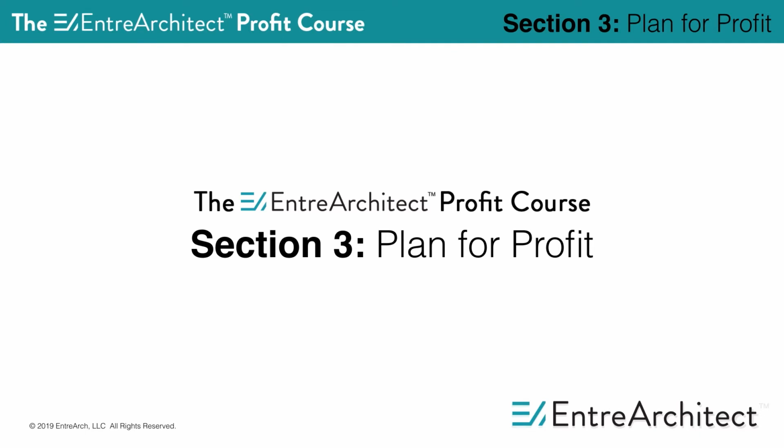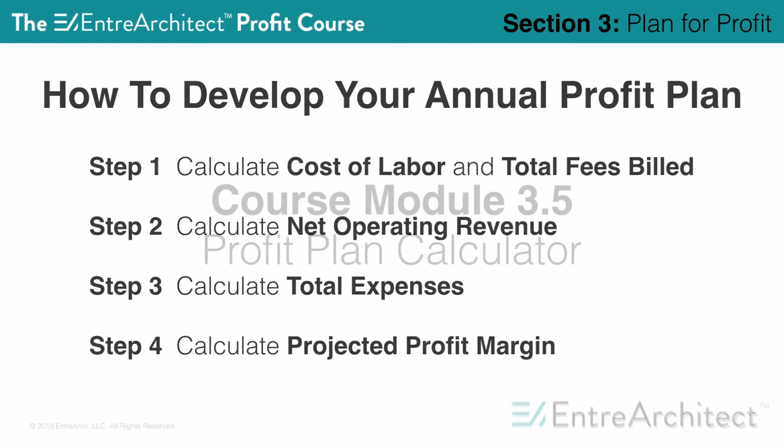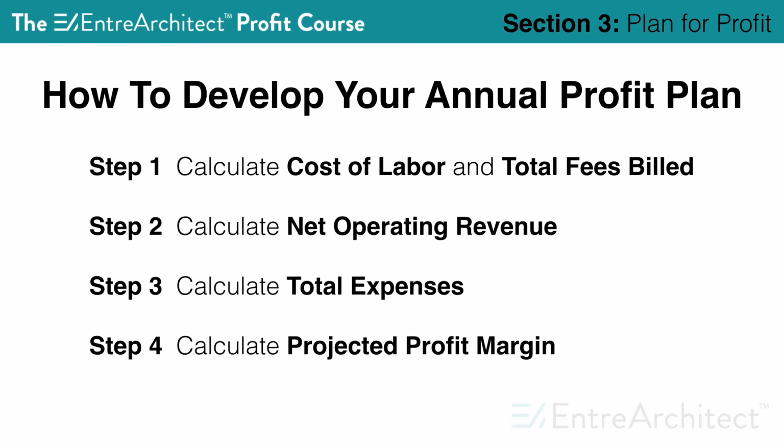Section 3, Planning for Profit. This is sort of a bonus module, 3.5. In the last few sections, we went through how to develop an annual profit plan, and we went through steps 1 through 4. We did the worksheet and calculated the cost of labor and the total fees billed. And then we calculated the net operating revenue and our expenses and ultimately ended up with our projected profit margin. You have all the spreadsheets that you need to work through those numbers.